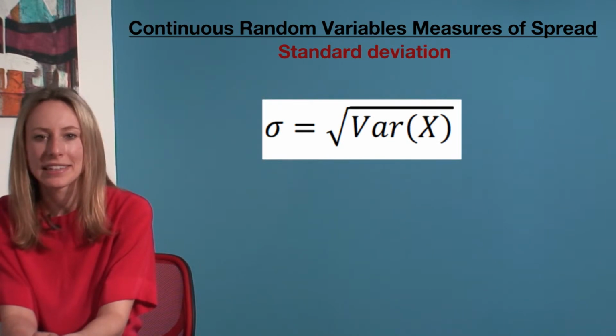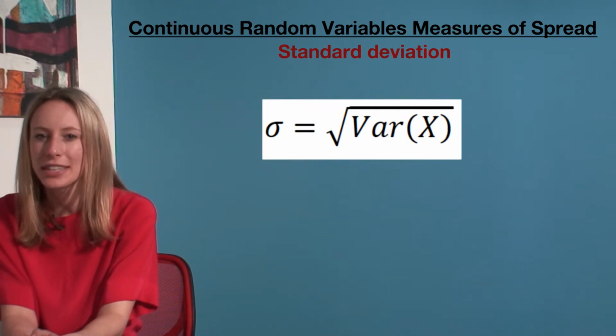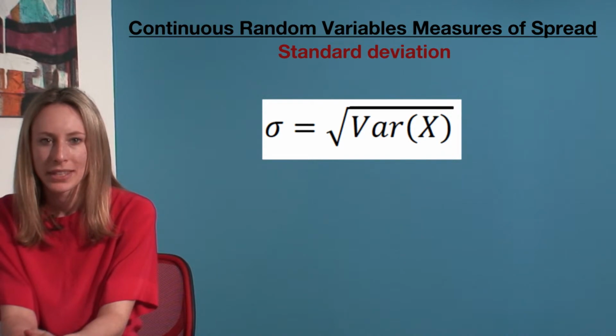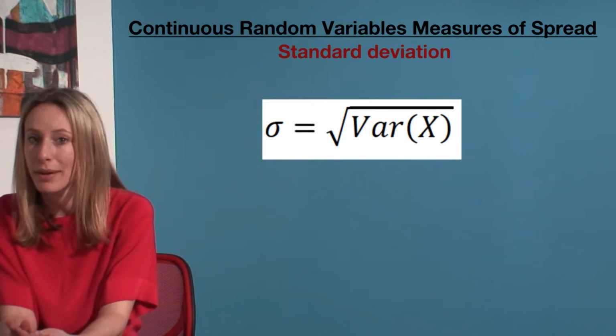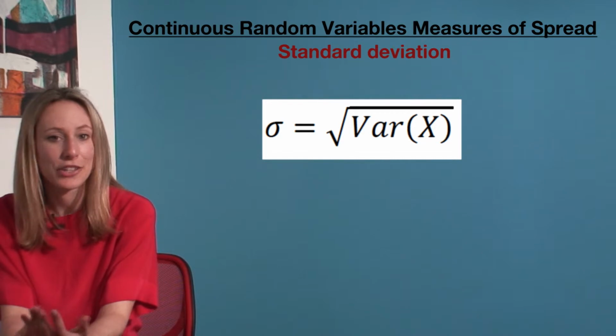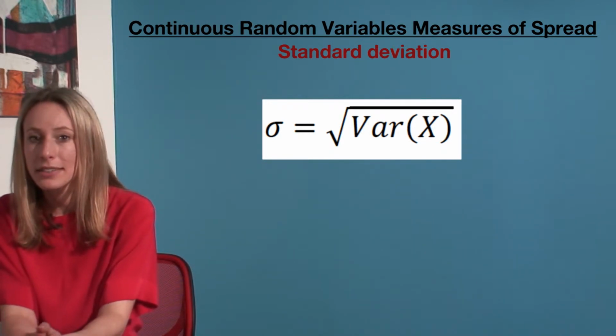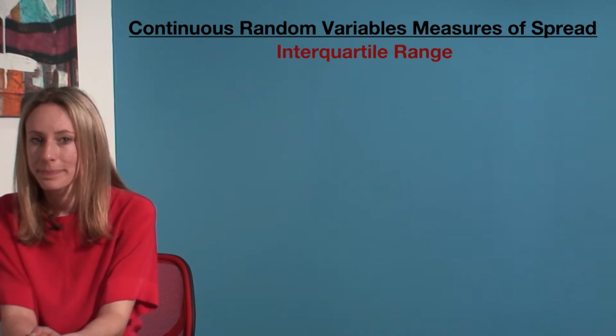Next, we will look at the standard deviation. The standard deviation is also a measure of spread around the mean. The formula is the same as the one for the discrete random variable. The standard deviation of x, called sigma, is the square root of the variance of x.